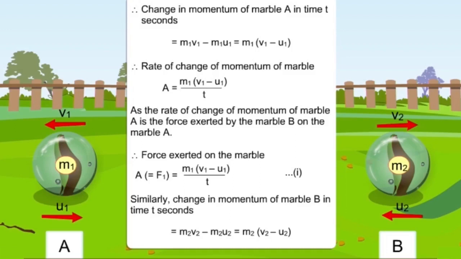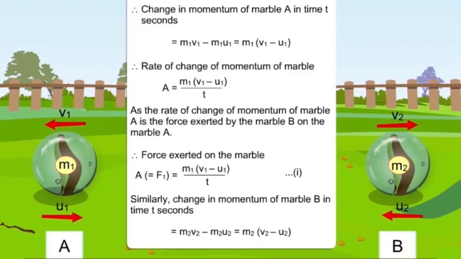Now, when we talk about the rate of change of momentum of marble A, that can be represented as m1 (v1 minus u1) divided by t. And since the rate of change of momentum of marble A is actually the force exerted by marble B on marble A, we can say that the force exerted on marble A, expressed as F1, will be equal to m1 (v1 minus u1) upon t. Let us take this to be equation number 1.